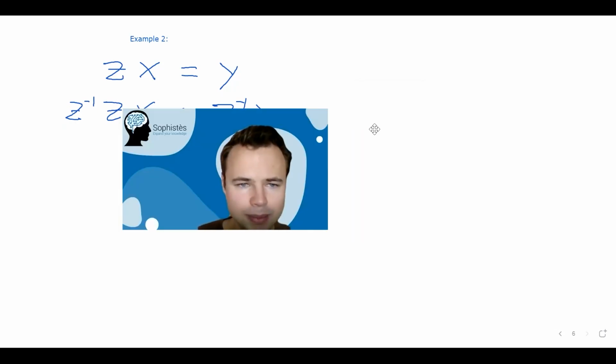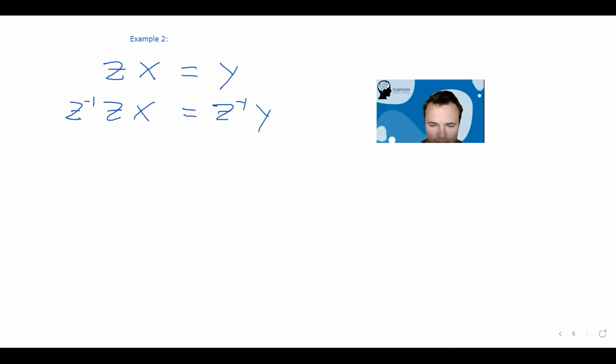And then we can just simply finish it up. Sorry, popped in my screen. So now we can simply finish it up. This here becomes the identity matrix, right? This remains the same. And the identity matrix times x becomes x. So x is the inverse of z times y. That's the solution for x here.